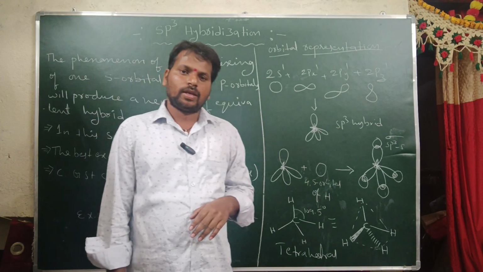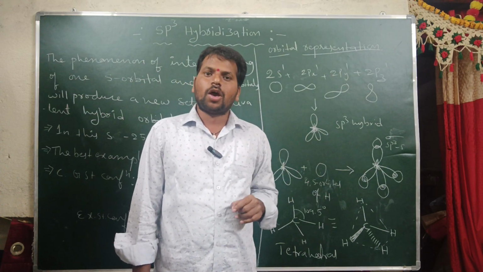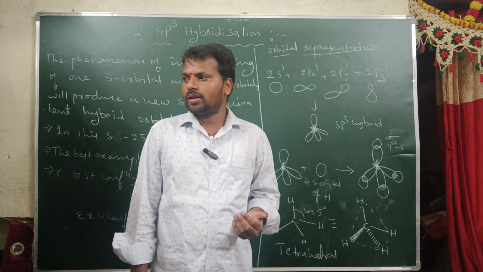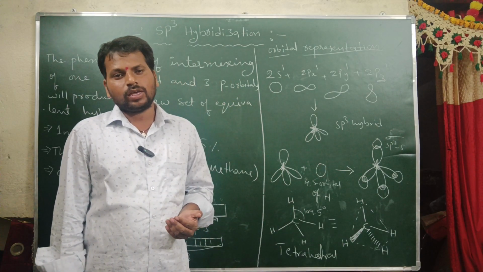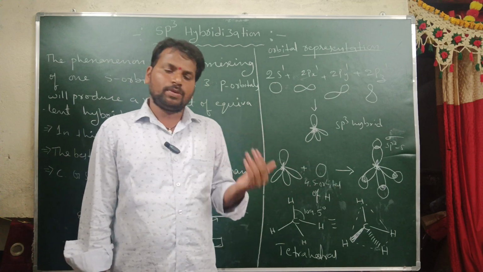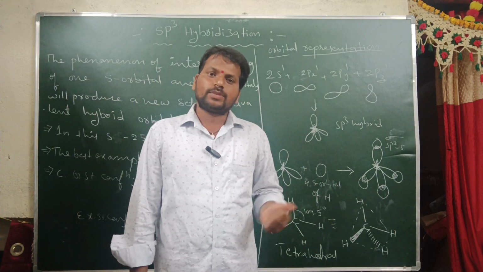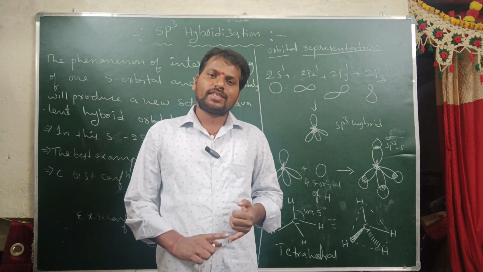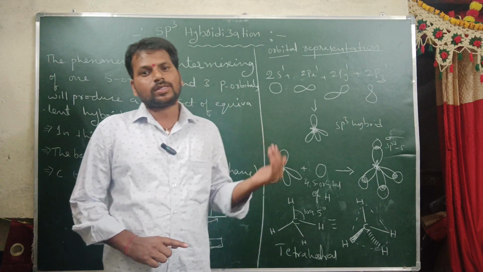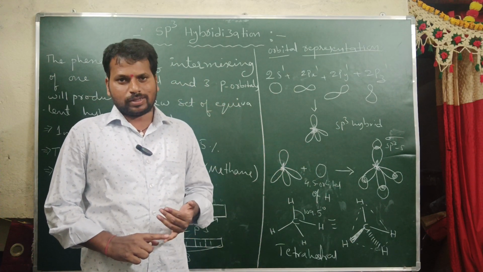Simple definition of sp3 hybridization: the phenomenon of intermixing of one s orbital and three p orbitals to produce a new set of equivalent hybrid orbitals is said to be sp3 hybridization. In sp3 hybridization, the s percentage is 25 percent and the p percentage is 75 percent.